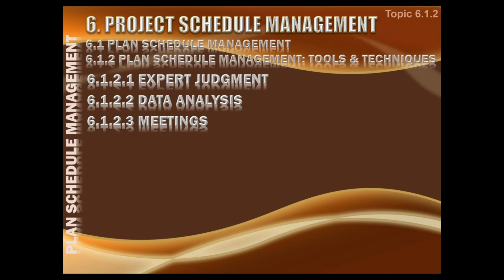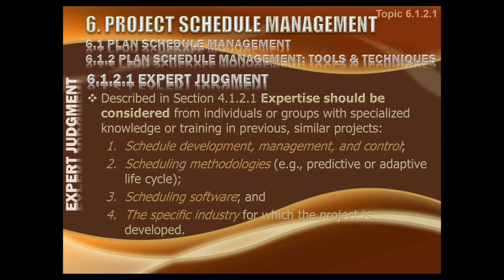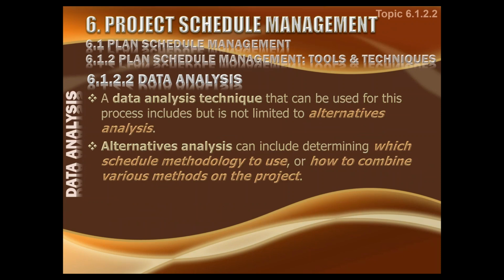In tools, we have expert judgment, data analysis, and meetings. In expert judgment, naturally, we would need expertise about how the schedule should be developed, managed, and controlled, what the scheduling methodologies could be, predictive or adaptive, what the schedule software is, or do we have the expertise for that, and the specific industry for which the project is being developed. So maybe resources are dependent on that, a lot of technologies are dependent on that. So we must have expertise, people advising us on that. These are the expert judgments. This is the source of expert judgment. Maybe subject matter experts are there. Data analysis techniques that can be used for this process include, but are not limited to, alternatives analysis.